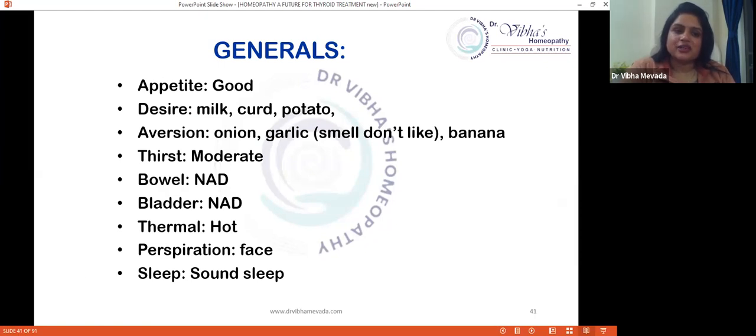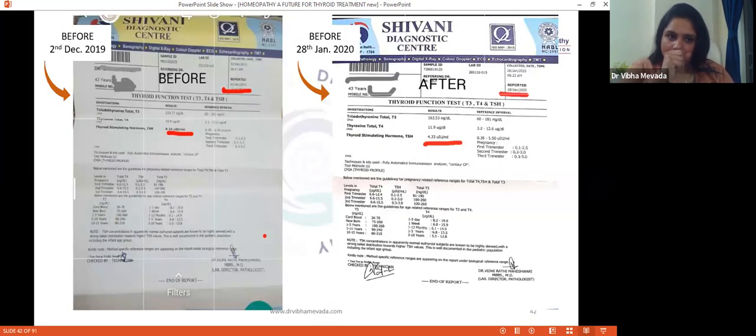If you understood the generalities of this patient, she has a desire for milk, curd, potato, and a strong aversion to onion and garlic. She doesn't like the smell of garlic. She didn't like banana also. Thermally, she is hot. Most of the time she gets perspiration on the face. So, this is about the case.